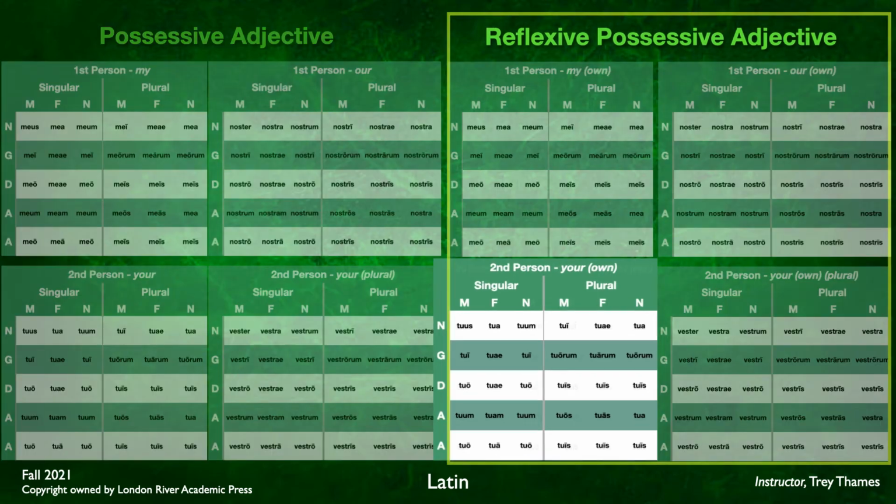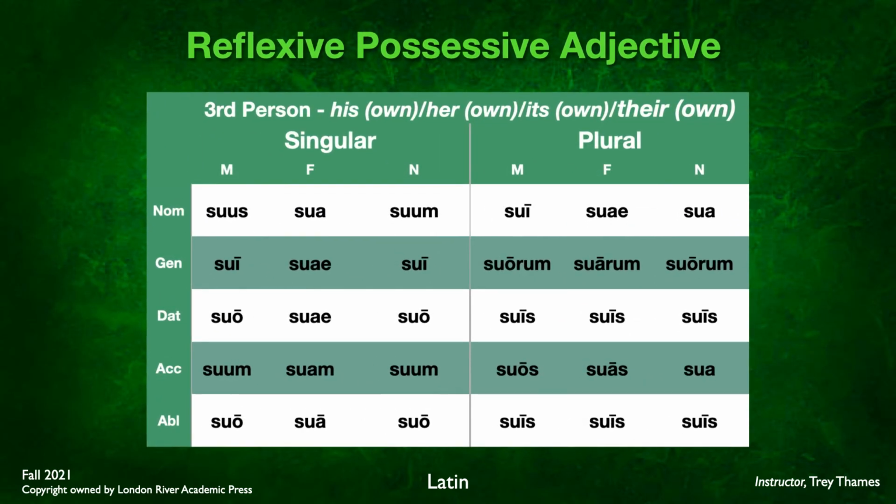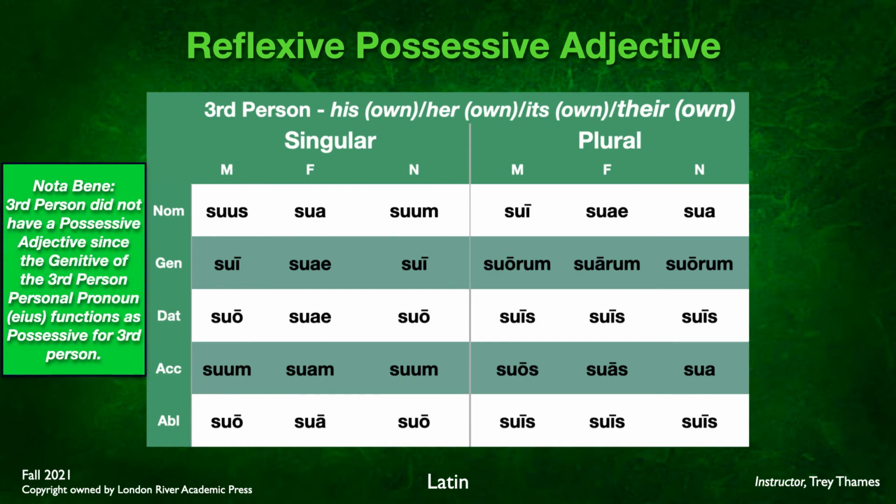All right? Now, let's look at just the reflexive possessive adjectives for third person. This is new for us. If you remember, third person did not have a possessive adjective, since the genitive of the third person personal pronoun, eius, functions as the possessive for third person. However, we do need a reflexive possessive adjective. So we have a new form here, suus, sua, suum.